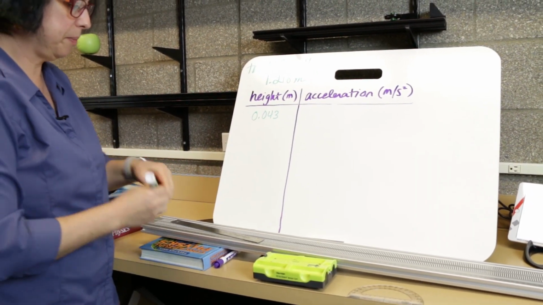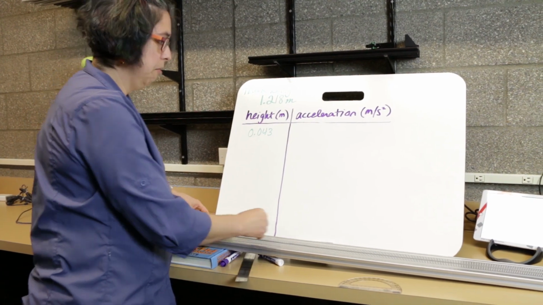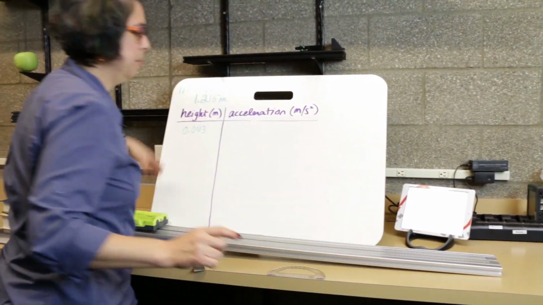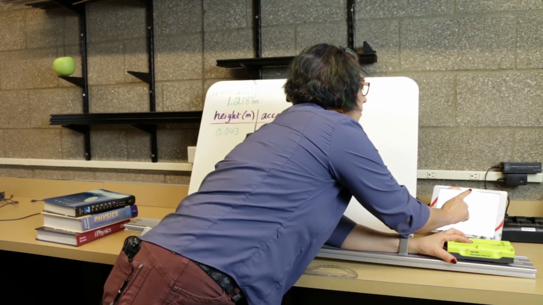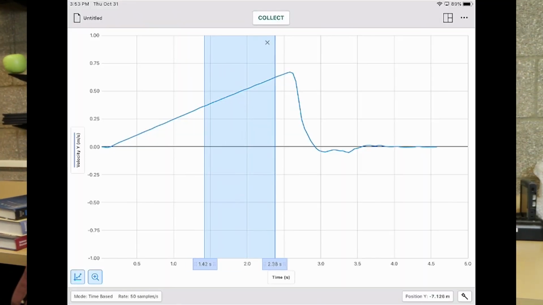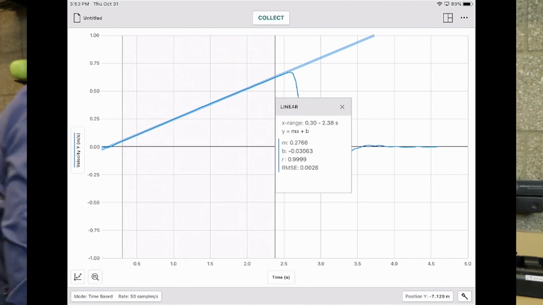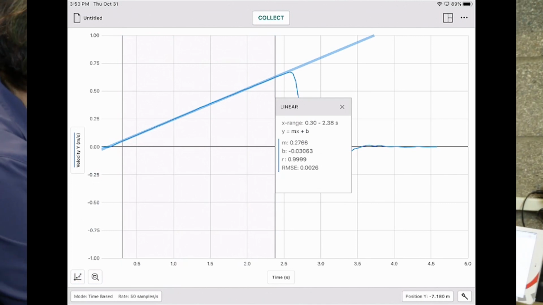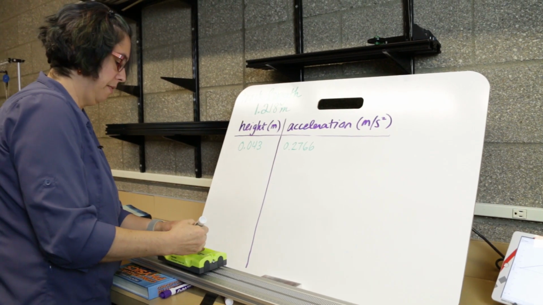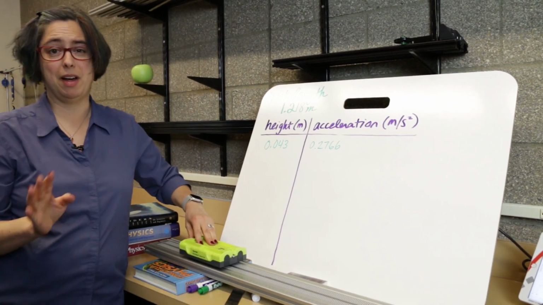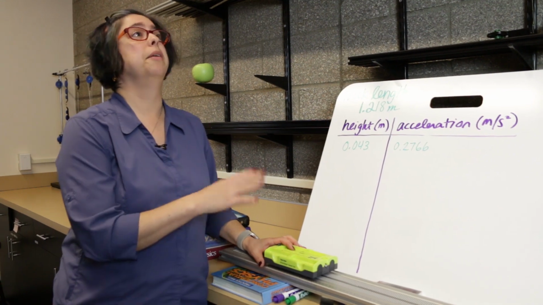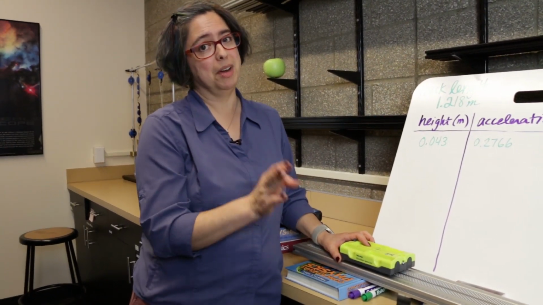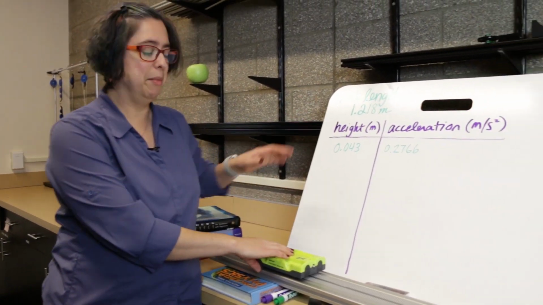So this height is 0.043 meters. I'm just going to graph velocity versus time with this, and get the slope. So the slope for this is 0.2766. If I were having my students do this, I would have my students do this 3 more times at this angle, change the angle, go 3 more times, change the angle, 3 more times, change the angle. I am not going to do that.